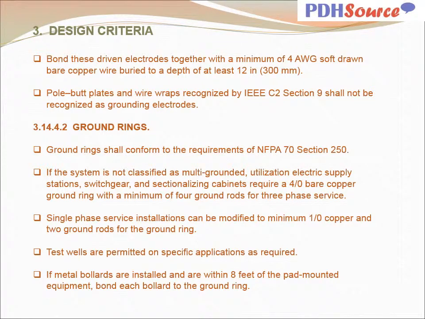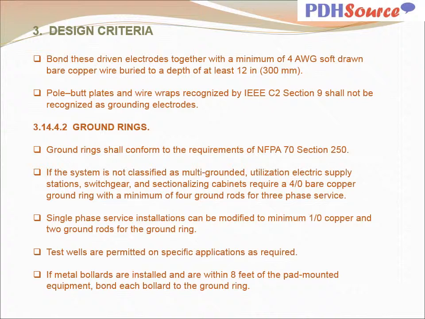Bond these driven electrodes together with a minimum of 4 AWG soft-drawn bare copper wire buried to a depth of at least 12 inches. Pole butt plates and wire wraps recognized by IEEE C2 Section 9 shall not be recognized as grounding electrodes. Ground rings shall conform to the requirements of NFPA 70 Section 250.